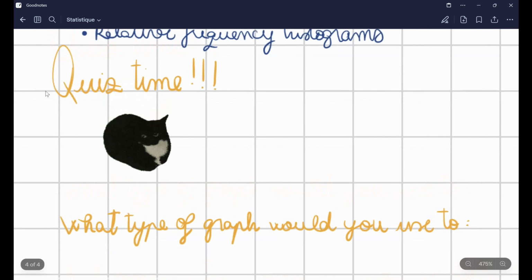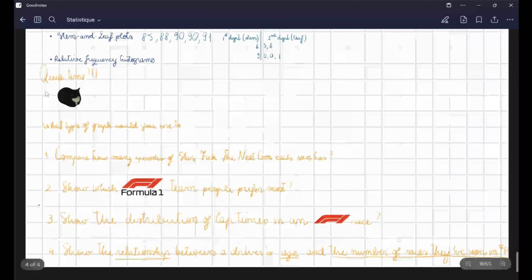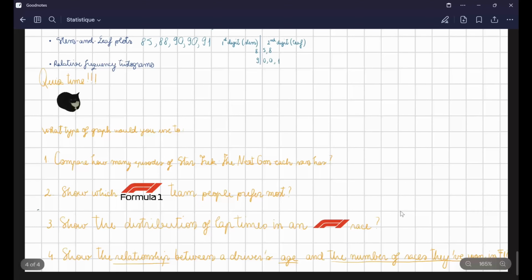Now, Maxwell says it's quiz time! Let's see. Which types of graphs would you use to visualize the following? As usual, you can take a minute and write your answers in the comment section. You will also find a comment that's pinned with the answers.